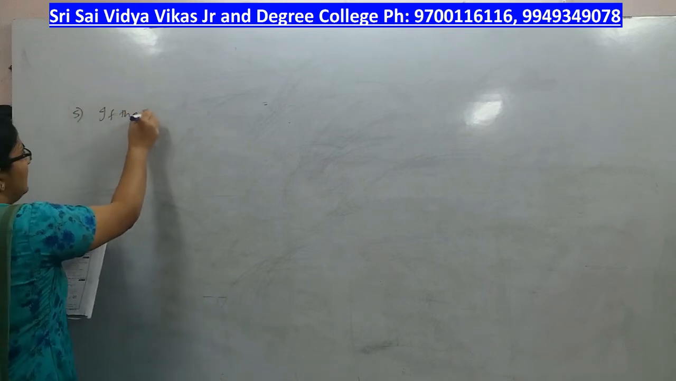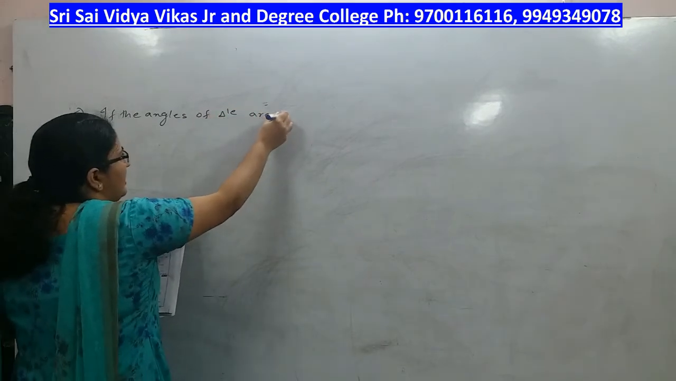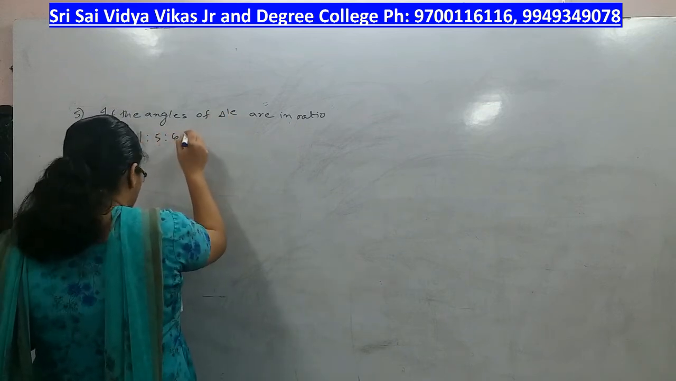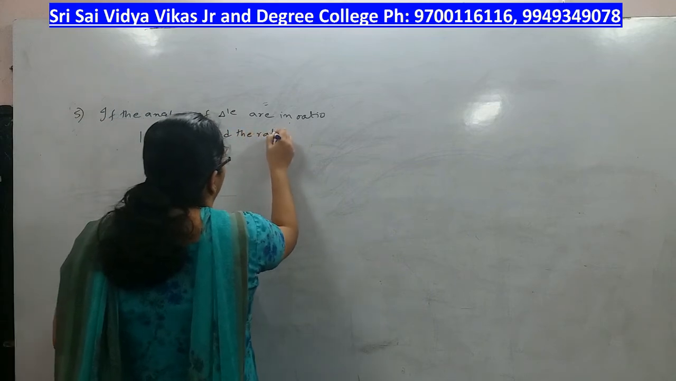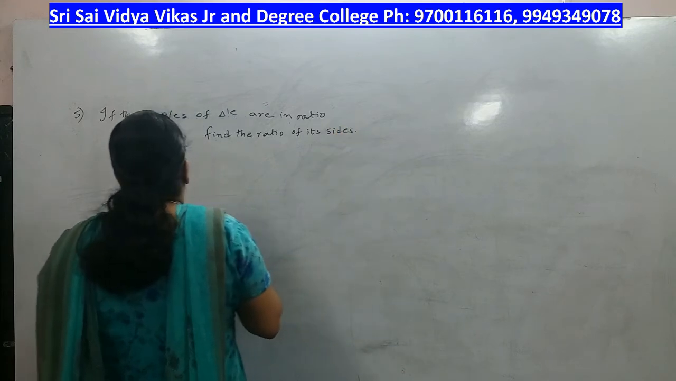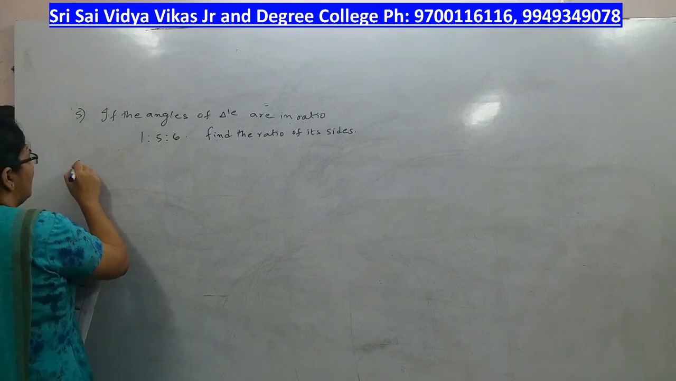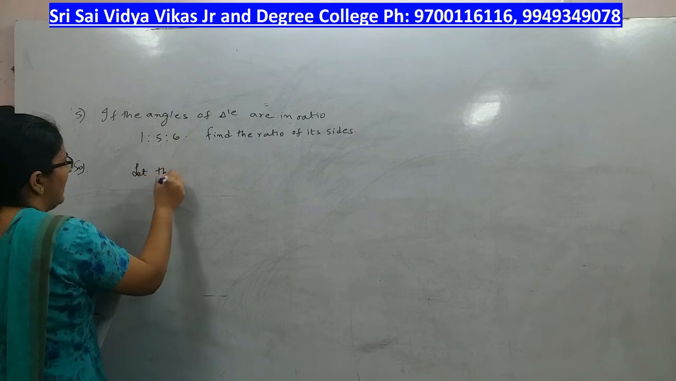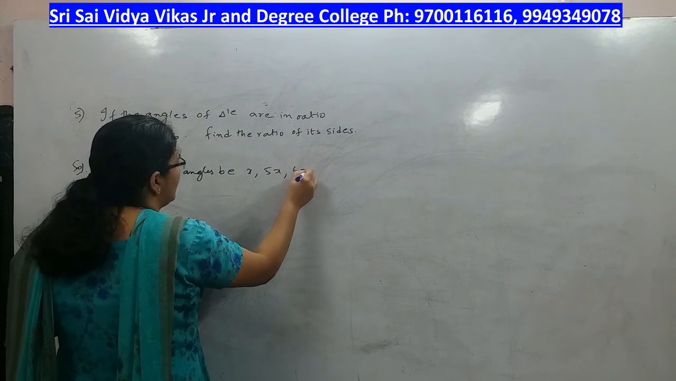If the angles of a triangle are in ratio 1:5:6, find the ratio of its sides. Solution: let the angles be x, 5x, 6x.